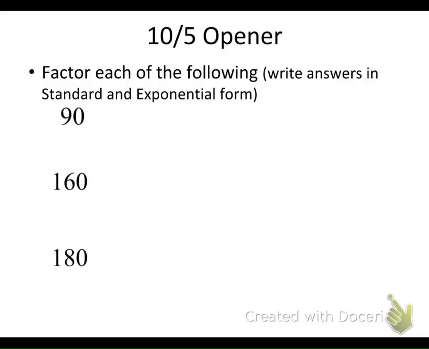Now if you notice, these three numbers are not square roots. So we're not going to follow those 4 steps to simplify a square root because 90, 160, and 180 are not a square root. They do not have a square root sign over it. So what two numbers can I use to multiply together to get 90? So 9 and 10. Okay.